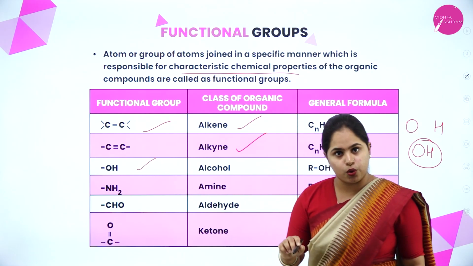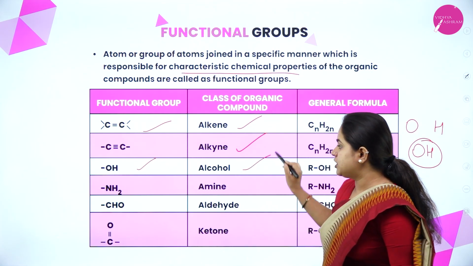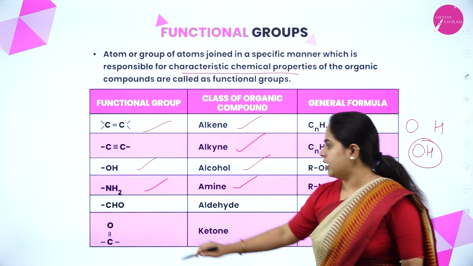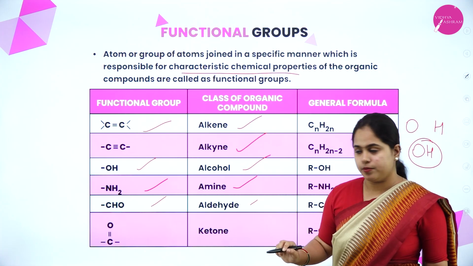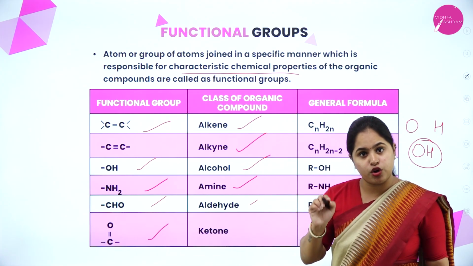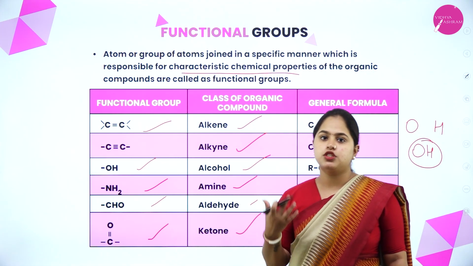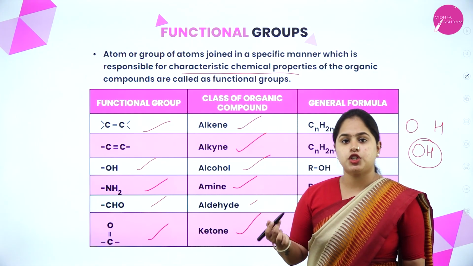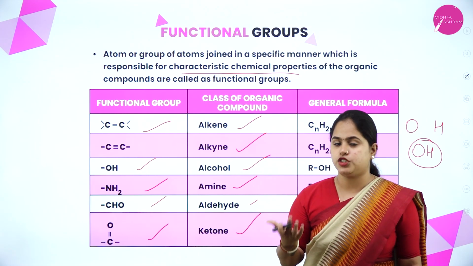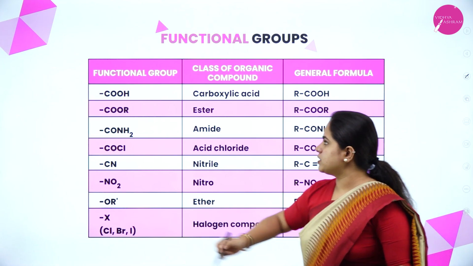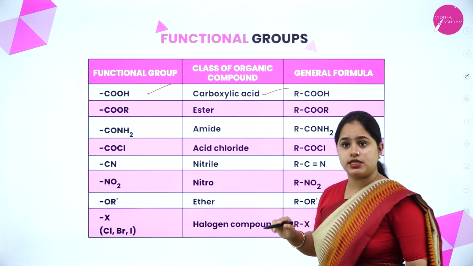Next is OH group. OH is hydroxyl group, which is the alcohol, right? Now NH2 is amine, right? CHO is aldehyde, right? And C double bond O is called ketone. Right. So all of these are examples of functional groups. There are other functional groups as well, such as COOH, which is quite familiar to you. That is carboxylic acid, right? Yes, as you can see here, COOH is carboxylic acid.